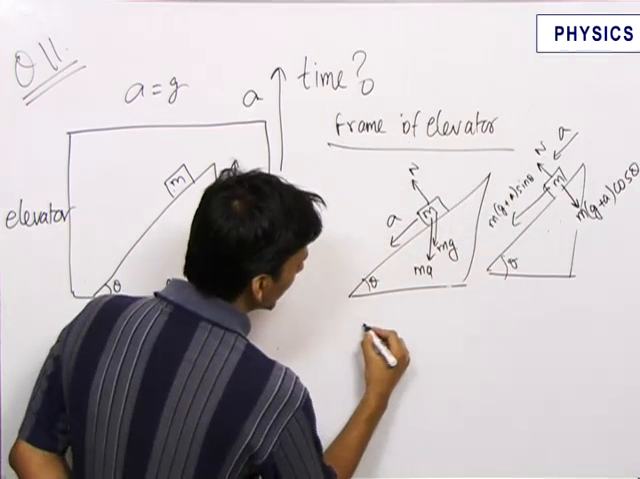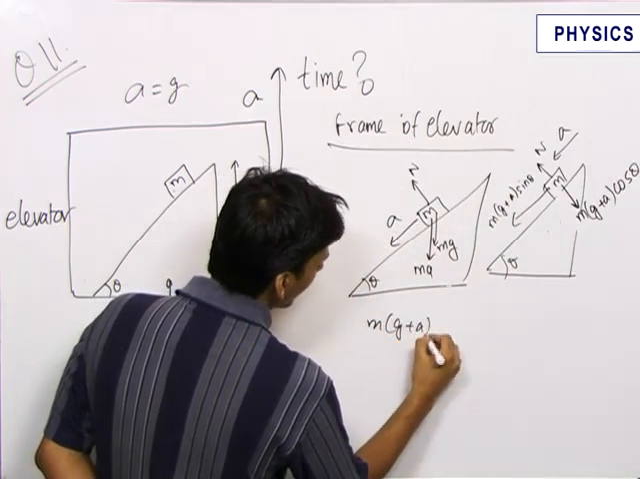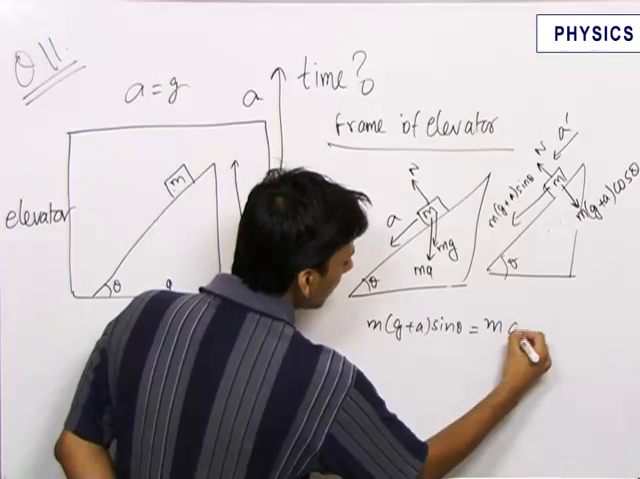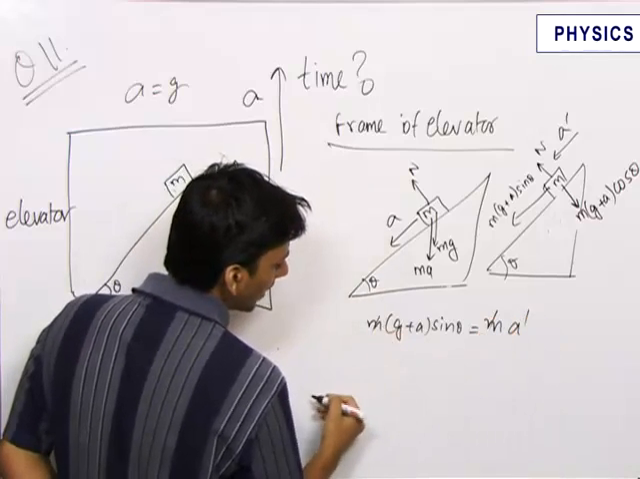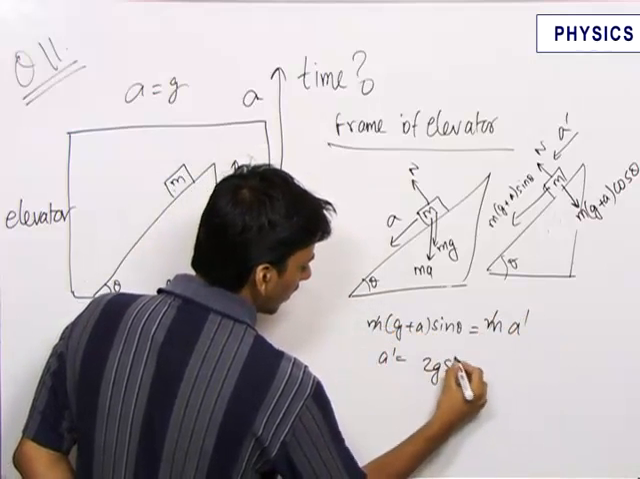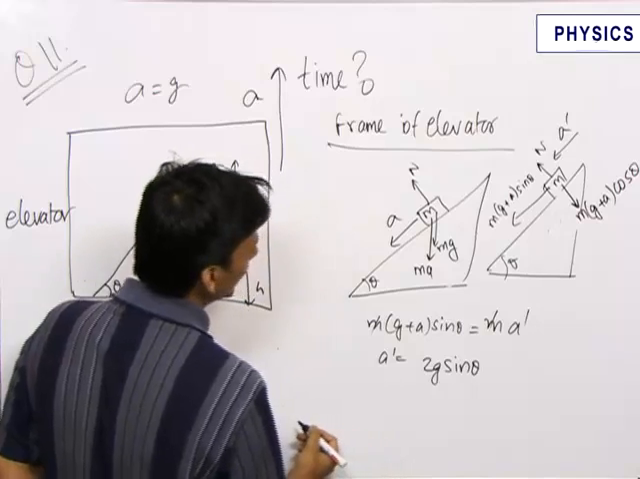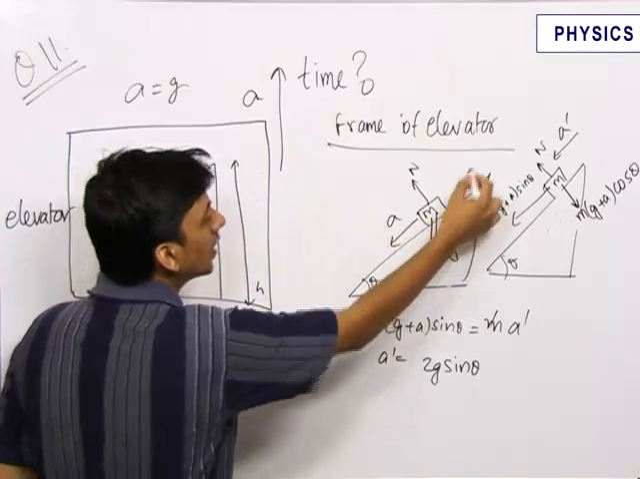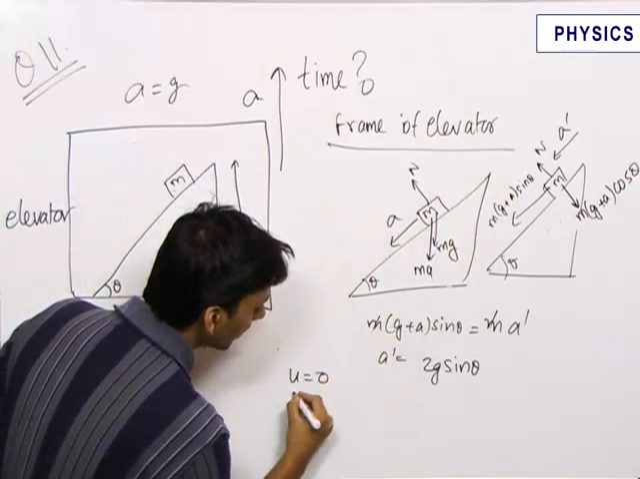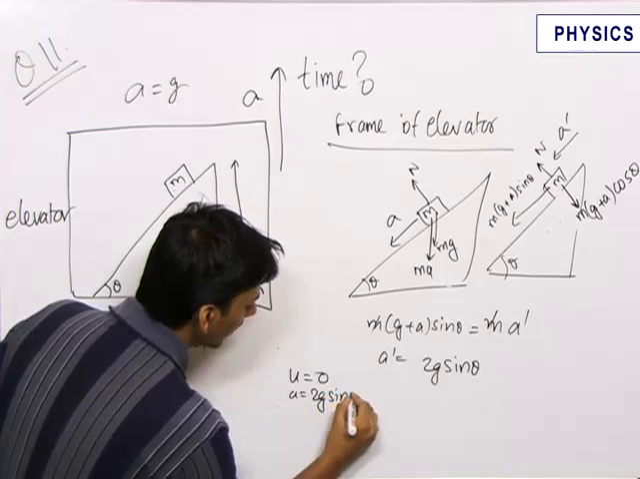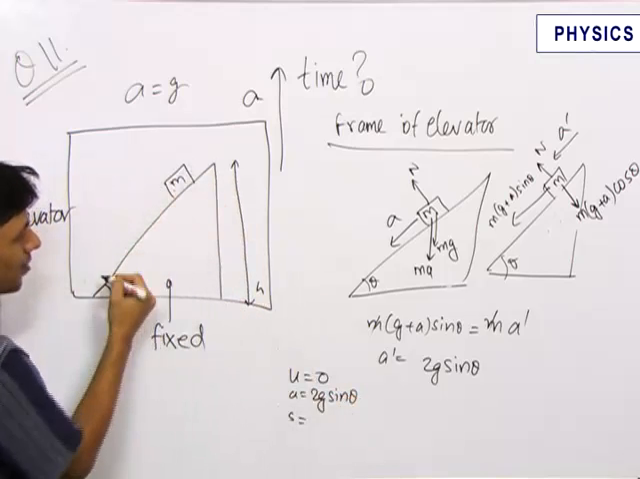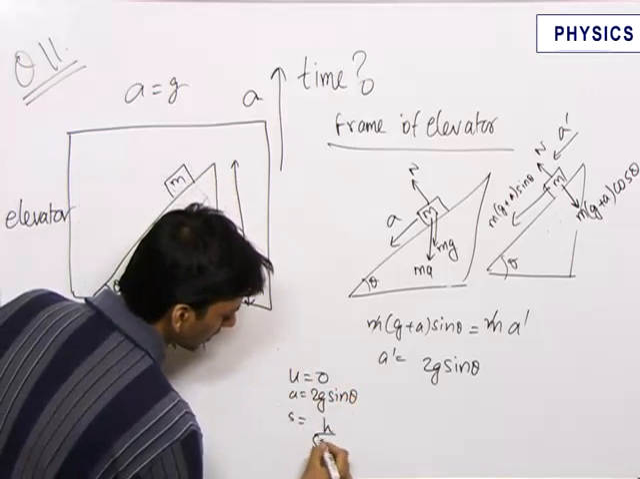So while we write the equation, it becomes m into g plus a sine theta equal to, let this be a dash, m into a dash. This m gets cancelled. a dash equals 2g sine theta because a is equal to g. Now we know the acceleration of the block in this direction along the incline. We know that the initial velocity was 0. Acceleration is equal to 2g sine theta. The displacement is equal to, this is h, therefore this is h upon sine theta. Displacement is equal to h upon sine theta.